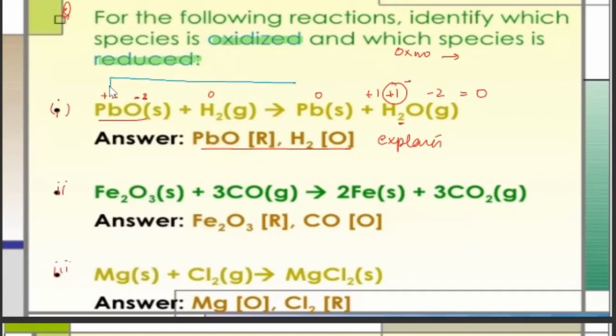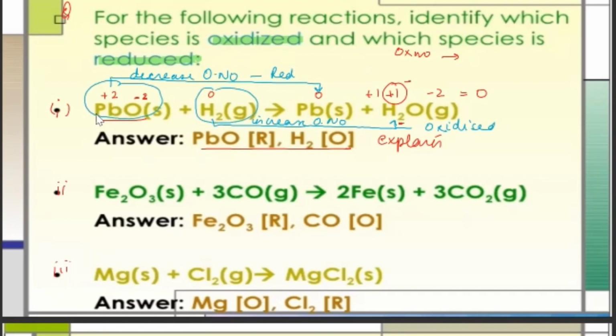Now let's see, here lead is changing from +2 to 0. There's a decrease in oxidation number. Because there's a decrease in oxidation number, this part is being reduced. Now hydrogen is changing from 0 to +1. There's an increase in oxidation number, so this part is oxidized. We don't talk about one part, we talk about the chemical as a whole, the reactant as a whole. So we will say that lead oxide will be reduced, and hydrogen is being oxidized.